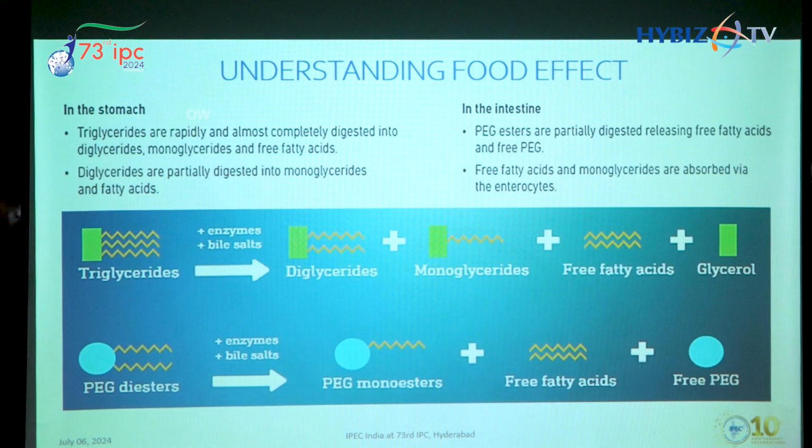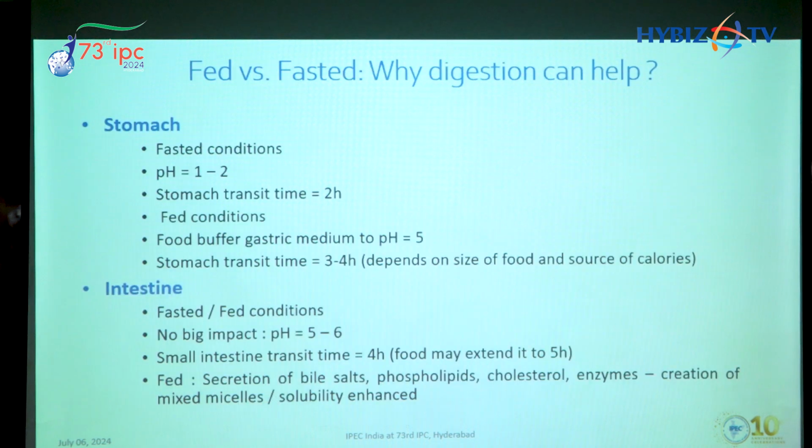Next slide, please. So in stomach, the triglycerides, which are the larger molecular weight components, are broken down into diglycerides, monoglycerides, and free fatty acids. And the diglycerides are also broken down into further smaller components. In case of intestine, the PEG esters are partially digested, releasing the alcohol and the free fatty acid. And then when your API has solubility or affinity towards these components, it finds an easy entry through the intestinal cell wall.